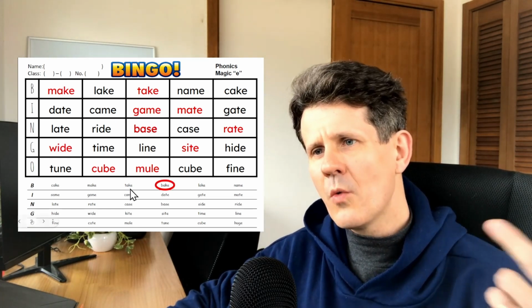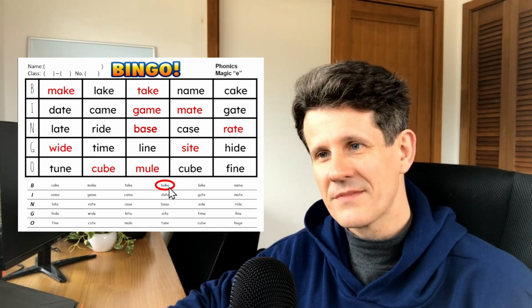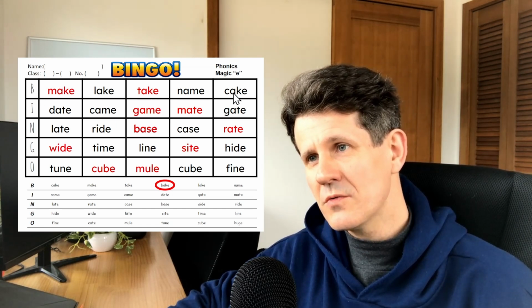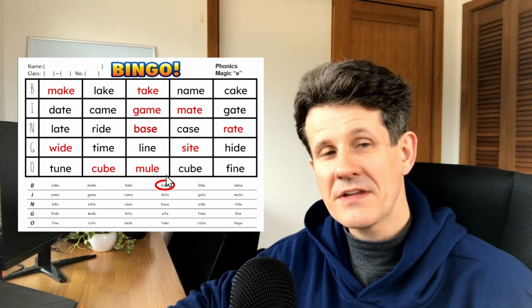Now, what happens if the students have a word that isn't written? So if you call out B line, bake, the student looks, oh, I don't have bake. So they can circle it down here.